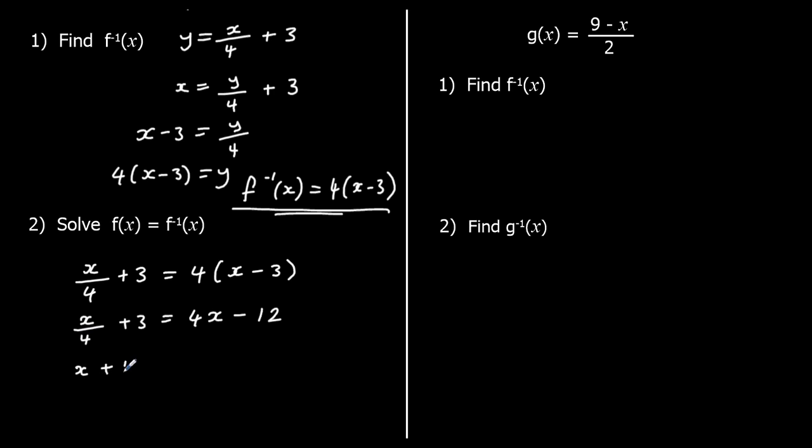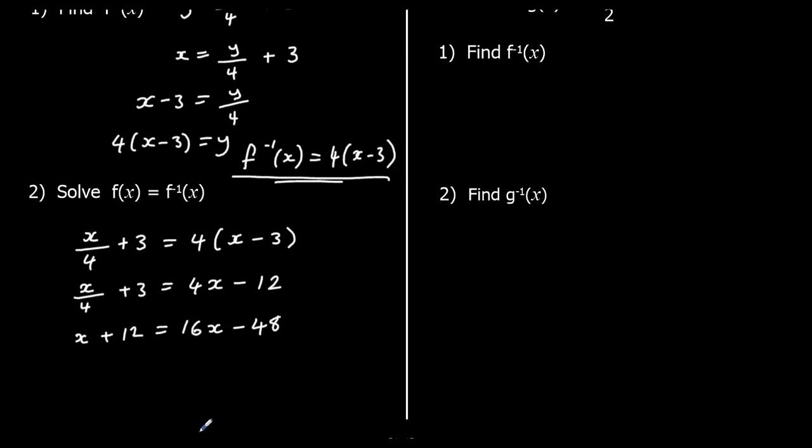So 3 4s are 12. 4x times 4 will be 16x. And negative 12 times 4 will be negative 48. Now I'm going to take my smallest x away, which is 1x, from both sides. So 12 equals 15x minus 48. I'm going to add 48 to both sides, which gives me 60 equals 15x. Then divide both sides by 15 to get x by itself. So x is 4.